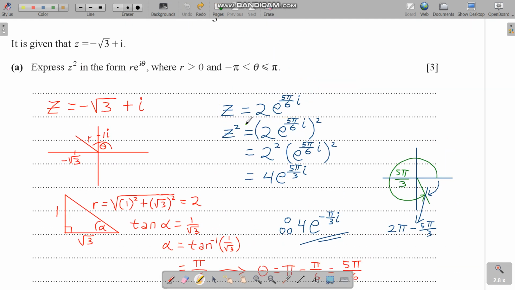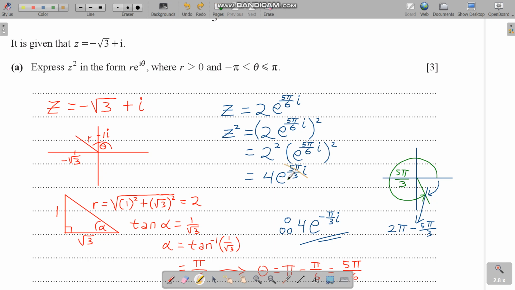Now if we're finding z squared, just square both sides. This 2 is squared and this e to the power of 5 pi over 6 i is squared. When you have a power to a power, you multiply the powers, and you get 5 over 3 pi i. So look at the principal argument rule here. The theta is supposed to be between minus pi and pi. Now 5 over 3 pi is bigger than pi, so we cannot use this angle.